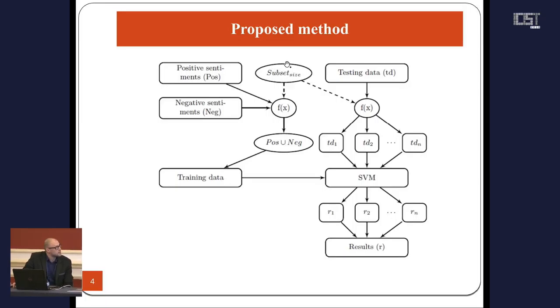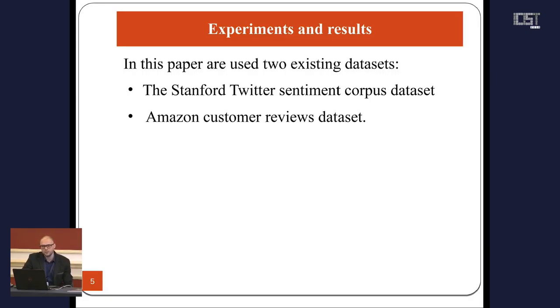Here you can see the training data, split into positive sentiments and negative sentiments. This is the subset size, where we decide how many examples we want in our subset. More detail about this subset size will be in the experimental section, so I will keep it for now. As you can see, we use this subset size to calculate the training data size. The testing data is split into subsets, and all subsets are passed to SVM as testing data. We also have a set of results, which is merged into one.